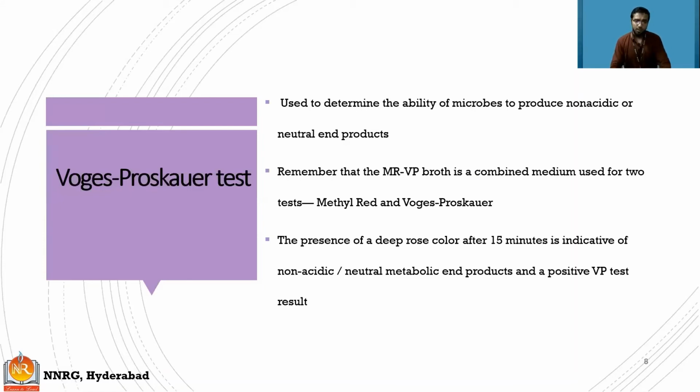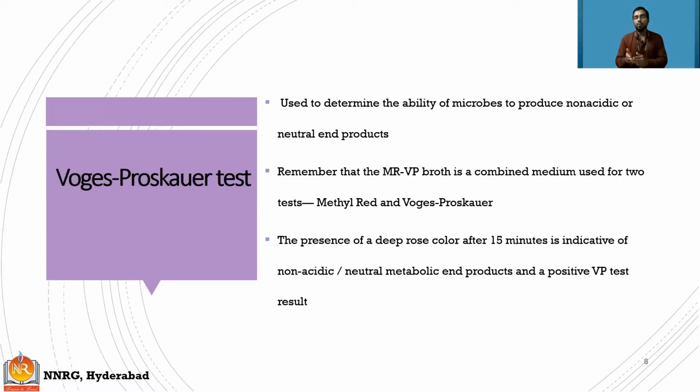What is the Voges-Proskauer test? It is basically how it forms non-acidic or neutral material. Let us see the whole description of it, the principle, then we'll understand what it actually is. Basically, this test is used to determine the ability of microbes to produce non-acidic or neutral end products. In the previous test, we were able to see red color only if acidic components are formed, that is, aldehyde getting converted to acid.